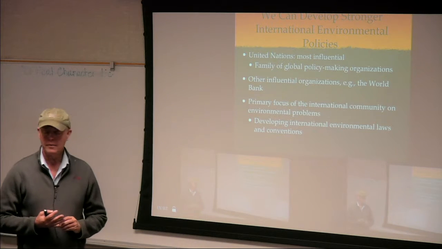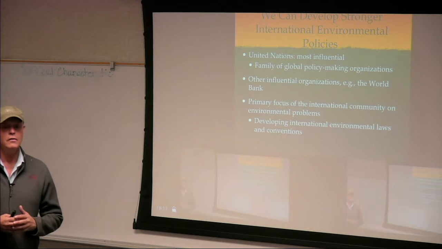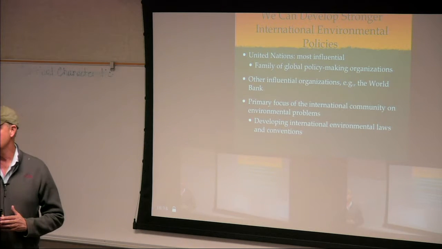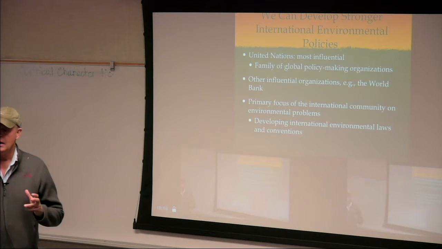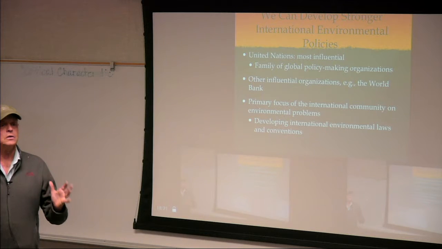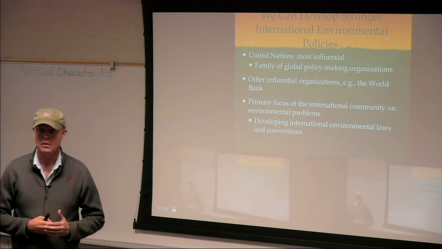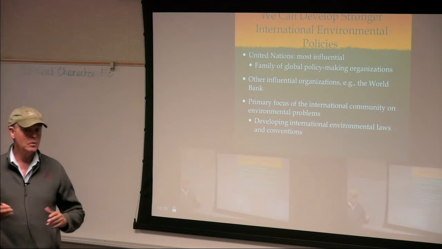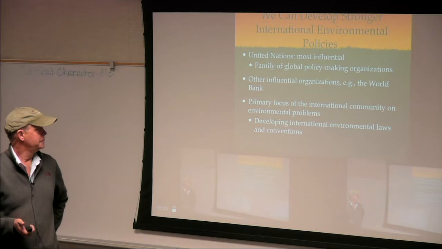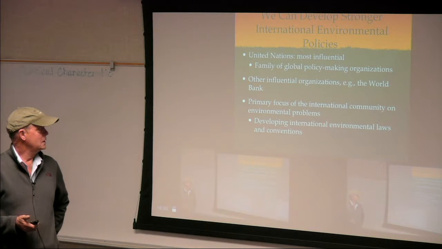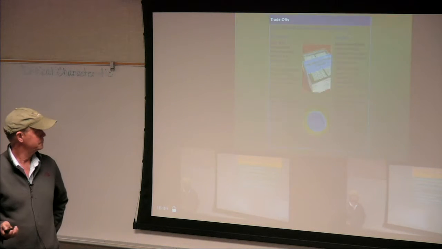But other groups are like the World Bank. The World Bank is based in the United States, but it goes all over the world giving out loans to developing economies. And we need them to think sustainably. If they're going to give a loan or a grant to a certain country, are they going to do it based on sustainability principles, or on the old style where we didn't really consider sustainability as much? And then we also need to look at developing international environmental laws and conventions, okay?